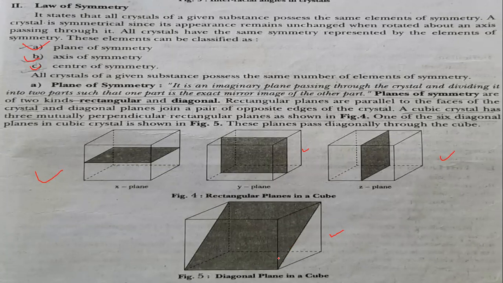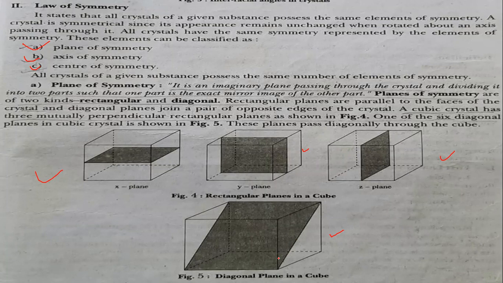Okay, if you cut that cube, that shows a symmetry. Hence that is a plane of symmetry. So a plane of symmetry is an imaginary plane passing through a crystal and dividing it into two parts such that one part is the exact mirror image of the other part.